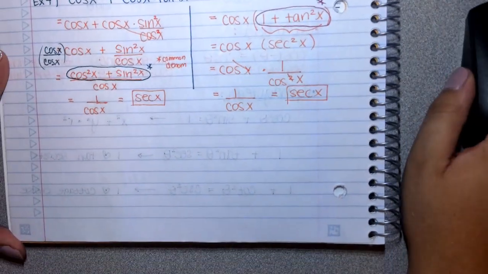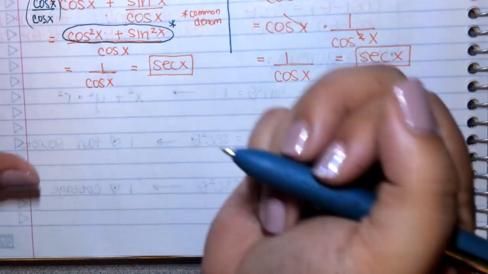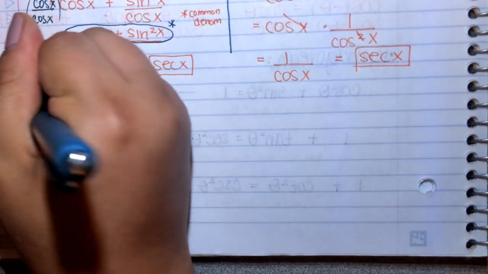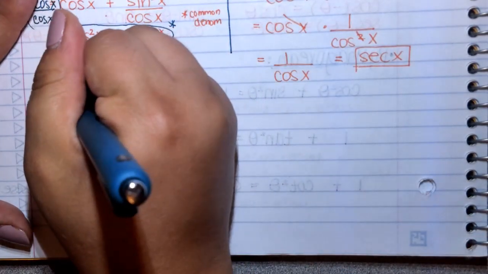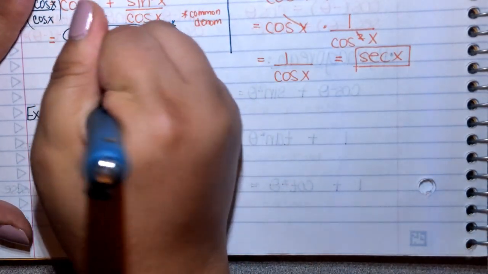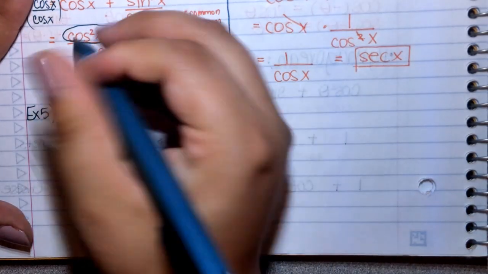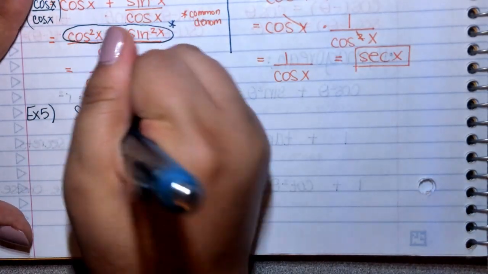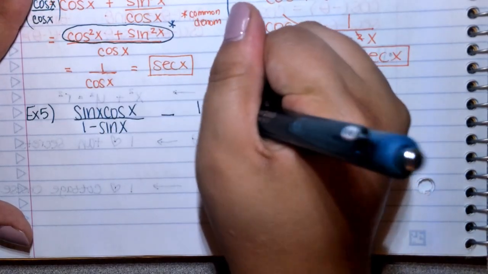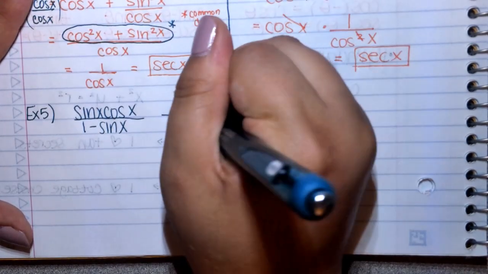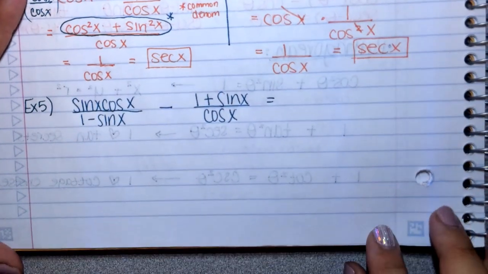Alright, so example 5 is going to be a fun one. Oh, I hope we have enough room. It is going to be the sine of x times the cosine of x over 1 minus the sine of x, minus 1 plus the sine of x over the cosine of x. And I want you to simplify this.